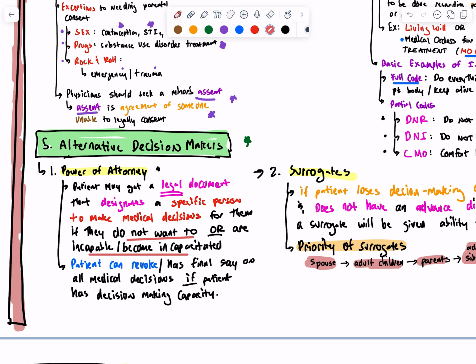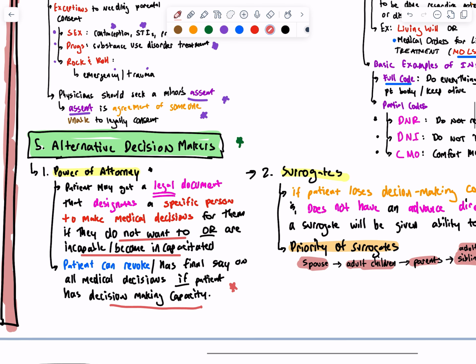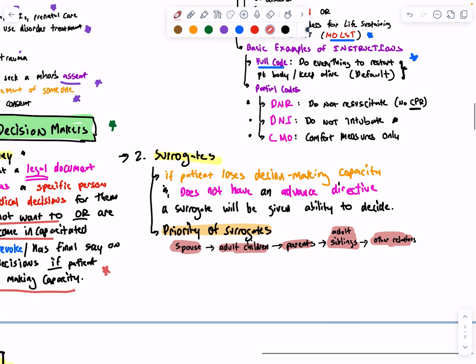And so in this case, the patient can revoke or have the final say on the medical decision-making if they have decision-making capacity, right? So power of attorney is kind of flexible. They appoint somebody to make medical decisions for them. However, if they have capacity, they get the final say. It overrides whatever the legal document says.